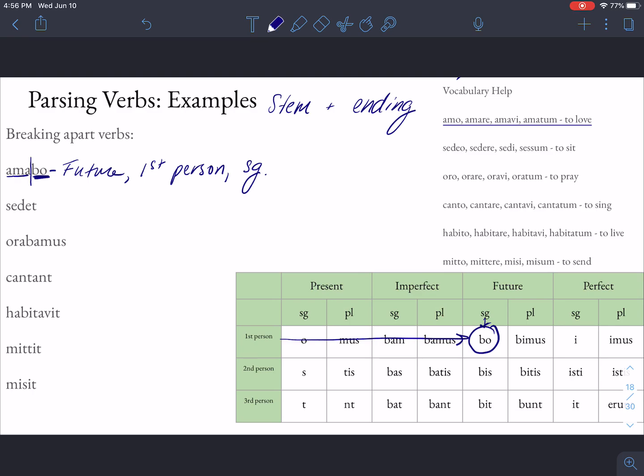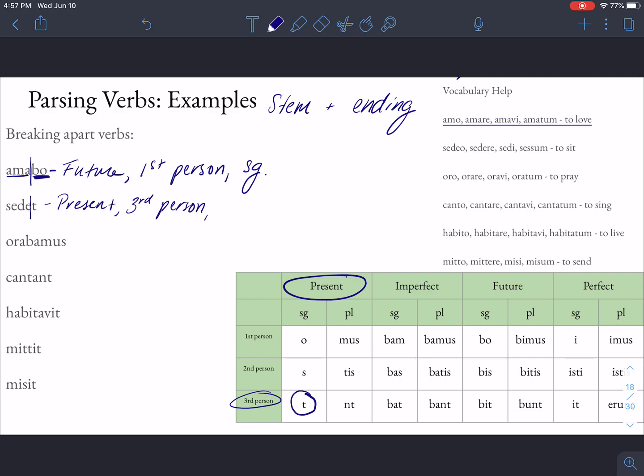Next, sedet. We're going to draw a line here. Our ending is t. Now, t in our chart is right here. So let's give the tense, the person, and the number. The tense is present. This is third person, and it is singular. And yes, you may abbreviate when writing these out.